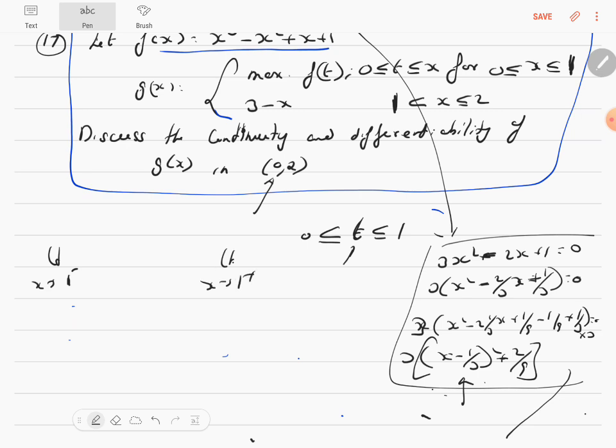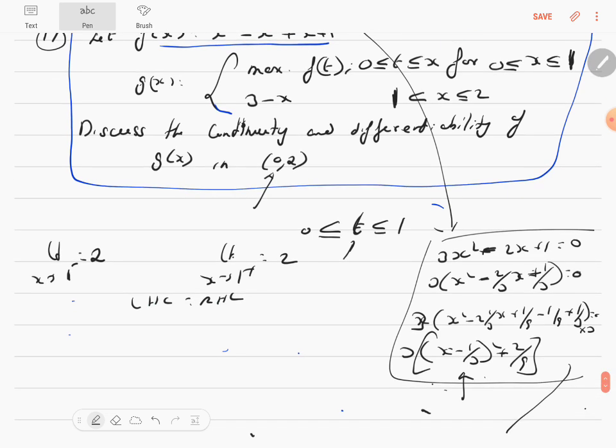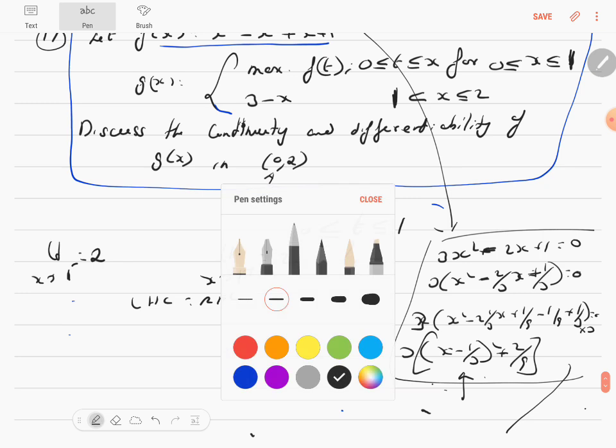So when you check for continuity, 1 from the left, it's the maximum value of f of t. Whatever t is, you can substitute it there, and now t becomes 1 here, and so if you substitute in f of x, it will be 1 minus 1, 1 plus 1, so the answer will be just 2. And here for the right hand limit, it's 3 minus x, and so again 1, so this is 2, so the left hand limit is equal to the right hand limit. Thus you can justify it.